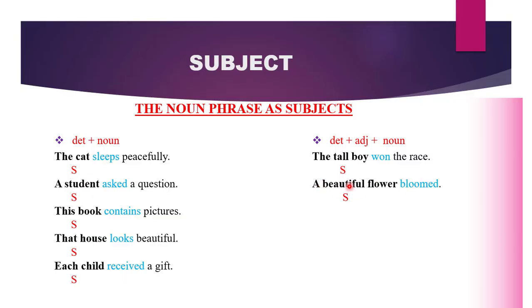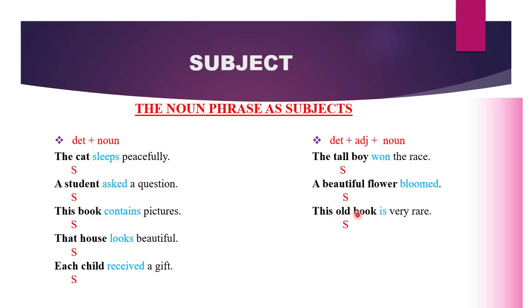A beautiful flower bloomed. What bloomed? Your answer is your subject. It was a beautiful flower. It tells you that the nouns can come with other descriptions, and all those descriptions will form parts of a noun phrase, and they will perform only one function, which is, in this case, the subject function.